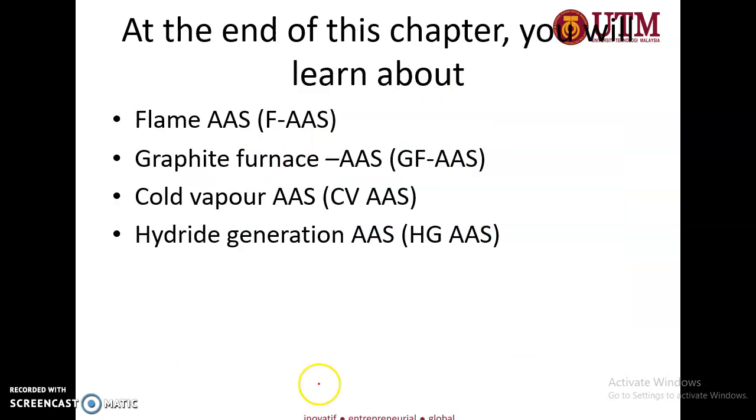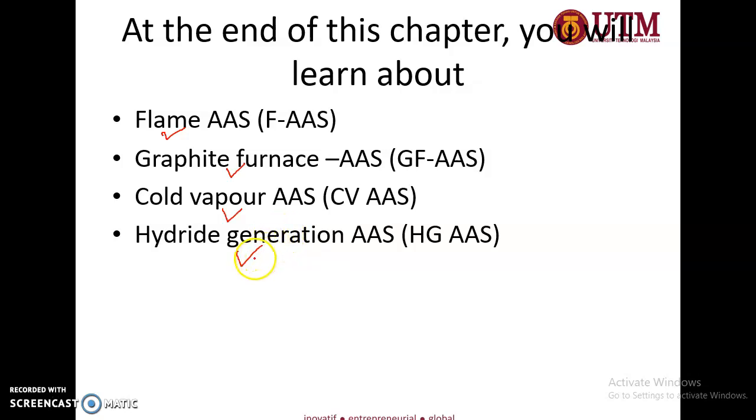At the end of this chapter, you will learn about flame AAS, graphite furnace AAS, cold vapor AAS, and hydride generation AAS. Why do you need to learn all these four? Because the respective instruments shown here are suitable for elements according to their chemical properties.